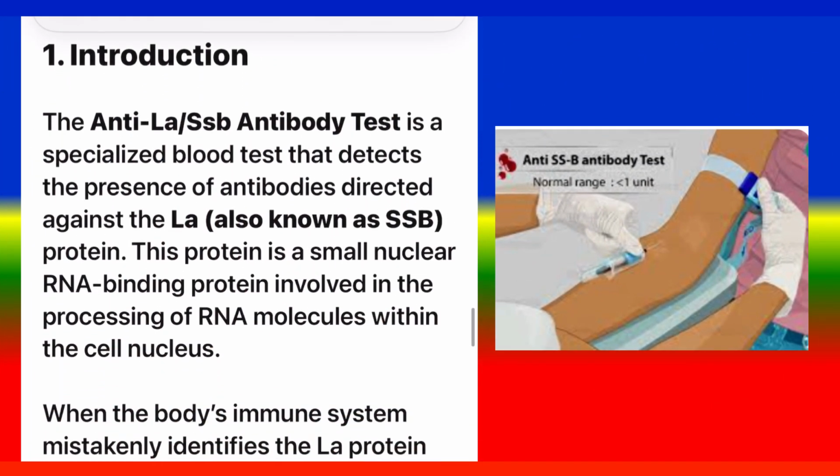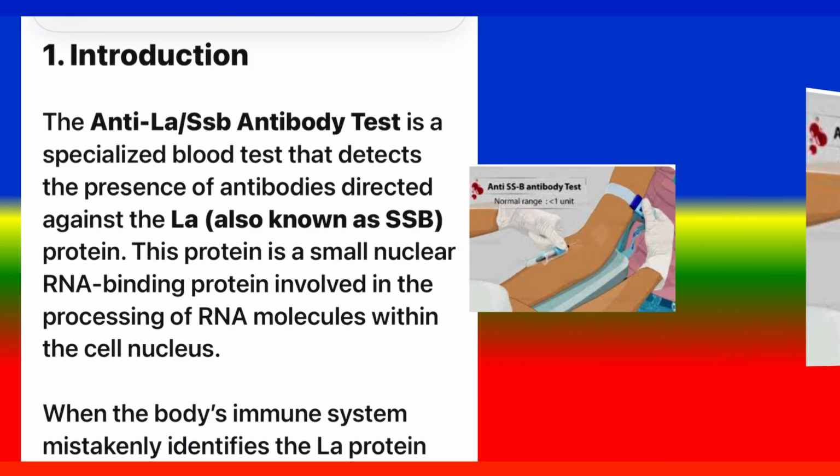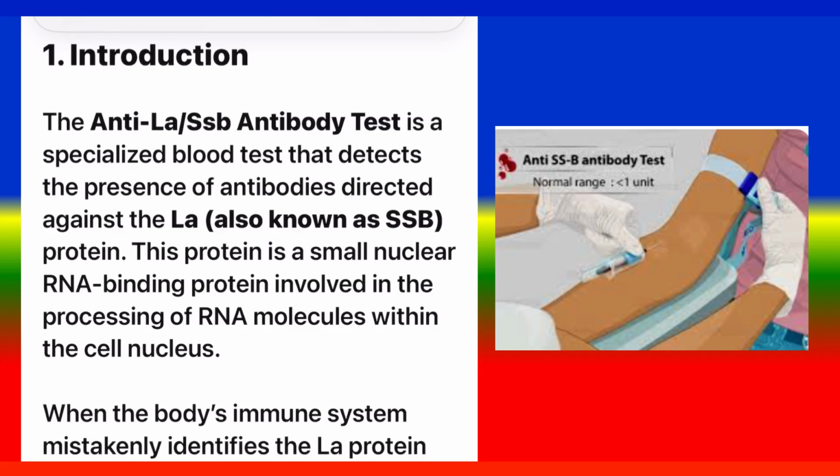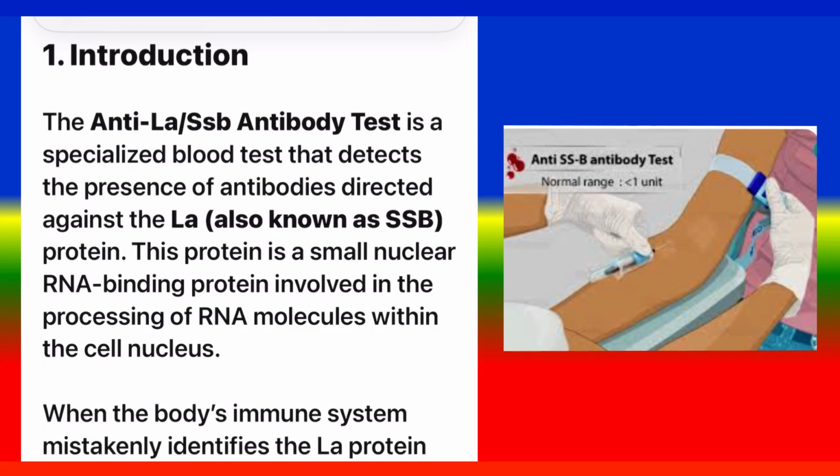Number 1. Introduction. The Anti-SSB Antibody Test is a specialized blood test that detects the presence of antibodies directed against the La, also known as SSB, protein. This protein is a small nuclear RNA binding protein involved in the processing of RNA molecules within the cell nucleus.